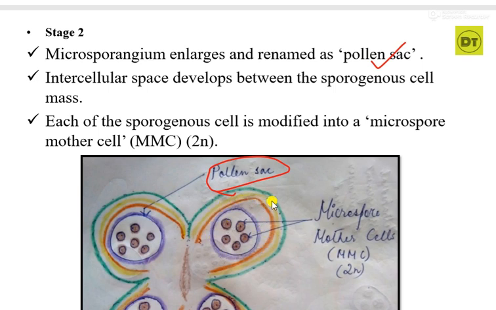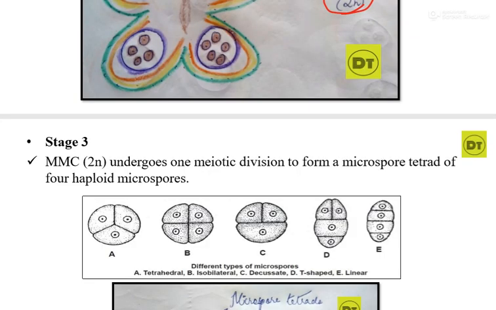When the microsporangium enlarges, the compactly arranged cells will separate from each other, right? There will be spaces created between them. Now each of the sporogenous cells, these brown colored cells, is modified into a microspore mother cell, which is known as MMC. Earlier also they were 2n, the sporogenous cell was 2n. Now the sporogenous cell is modified into another type of cell known as microspore mother cell or MMC. Therefore this MMC will also be diploid. This is stage number 2.